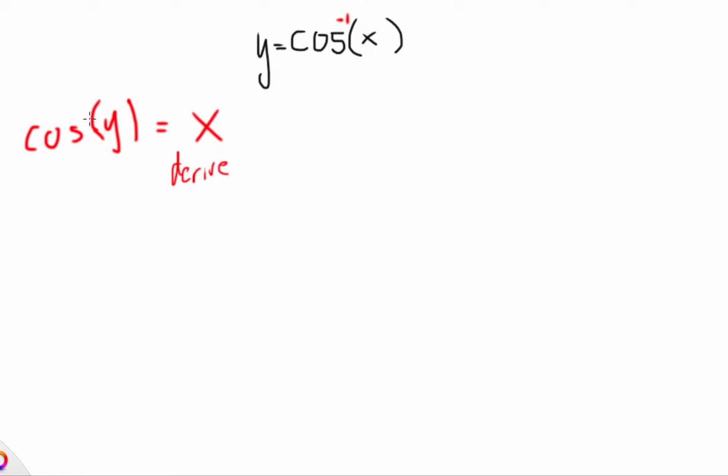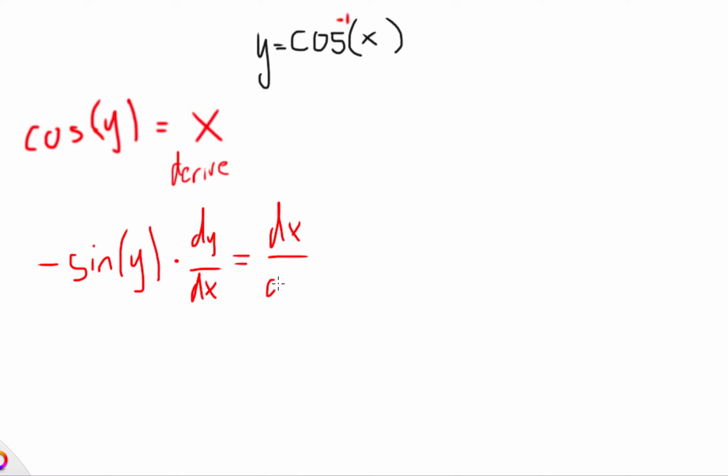So let's do outside in. So cosine of y, the derivative of cosine is negative sine. So negative sine y. And then to multiply by the inside, the derivative of y is just dy/dx, which equals, what's the derivative of x? Well, it's dx/dx, and what happens when you divide the same thing by itself? It's 1. So I'll just write dx here, but in the future I'll write 1.